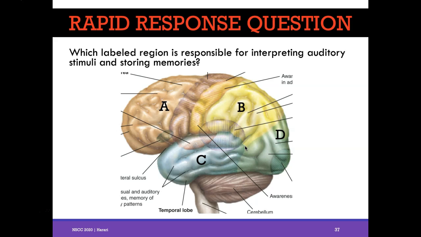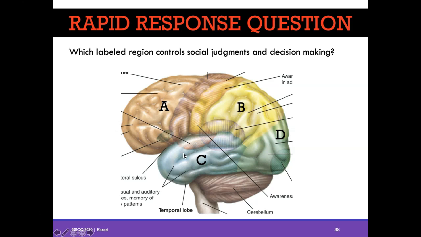Which labeled region is responsible for interpreting auditory stimuli and also storing memories? So pause here. The answer is C, the temporal lobe. Which labeled region controls social judgments and decision making? So you could pause here. The answer is A, the frontal lobe.